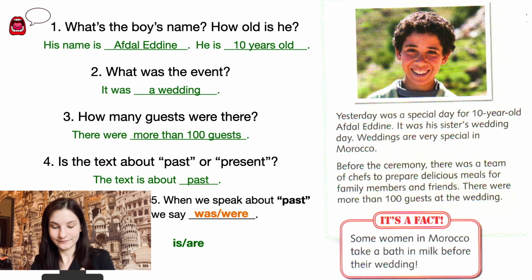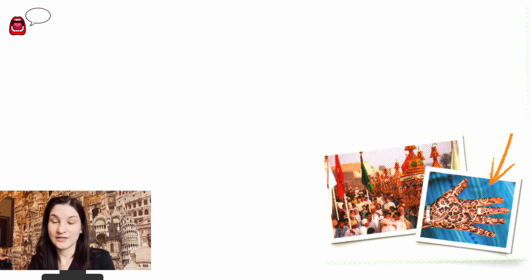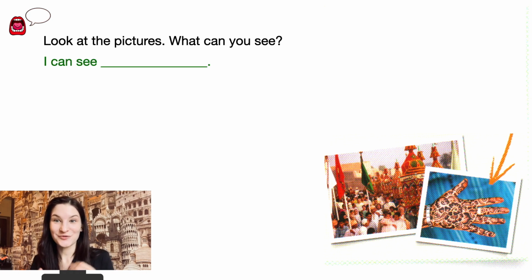Let's continue. This text is not very long. It has just 2 parts. So now we're going to read part 2. But before we start, look at the pictures. What can you see? So we have 2 pictures here. What can you see in these pictures? Great. In picture number 1, you can see a ceremony or a festival, some event. And in picture number 2, you can see a hand painted in henna. Very nice.